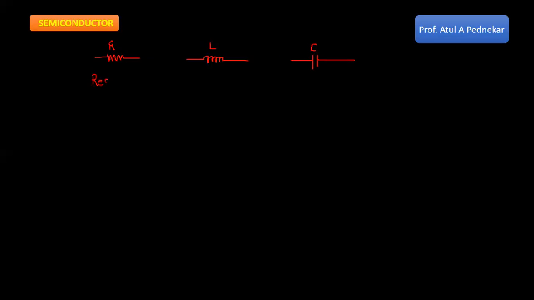Okay, the first component is known as what? It is known as a resistor. What is the second component known as? It is known as an inductor. And the third component is known as what? It is known as a capacitor. A resistor will have a certain resistance, which is denoted by R.